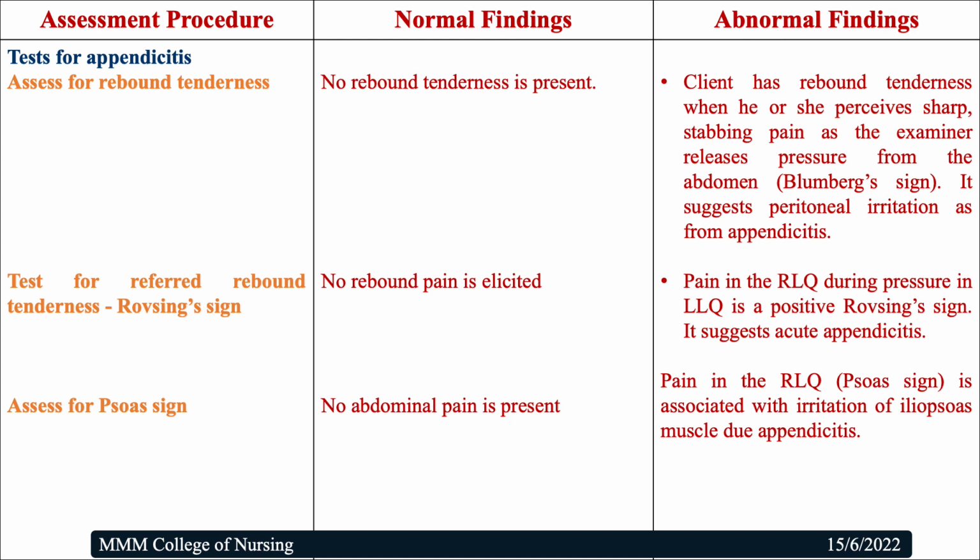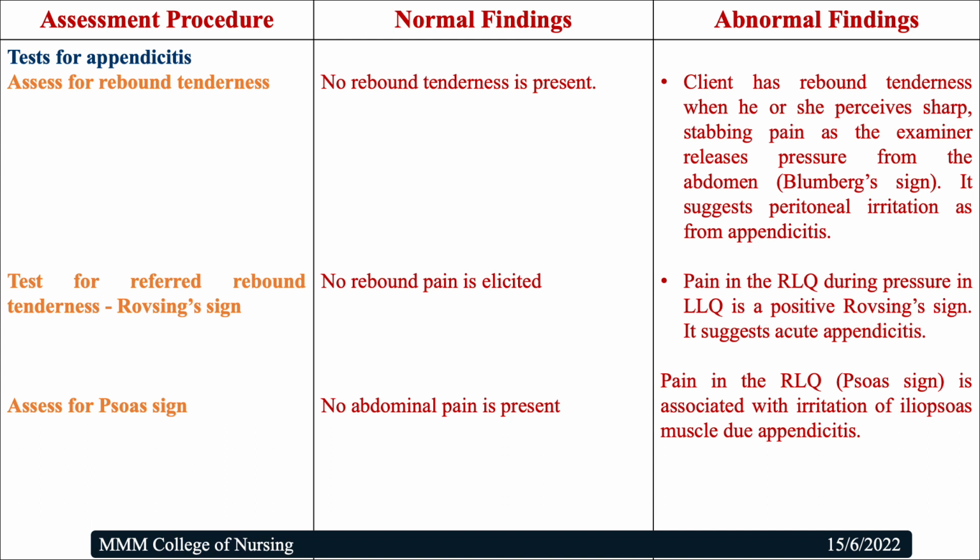The next is testing for referred rebound tenderness, that is the Rovsing sign. Here to assess, palpate deeply in the left lower quadrant and quickly release pressure. Normally, no rebound pain is elicited. Abnormally, pain in the right lower quadrant during pressure in the left lower quadrant is a positive Rovsing sign. It suggests acute appendicitis.